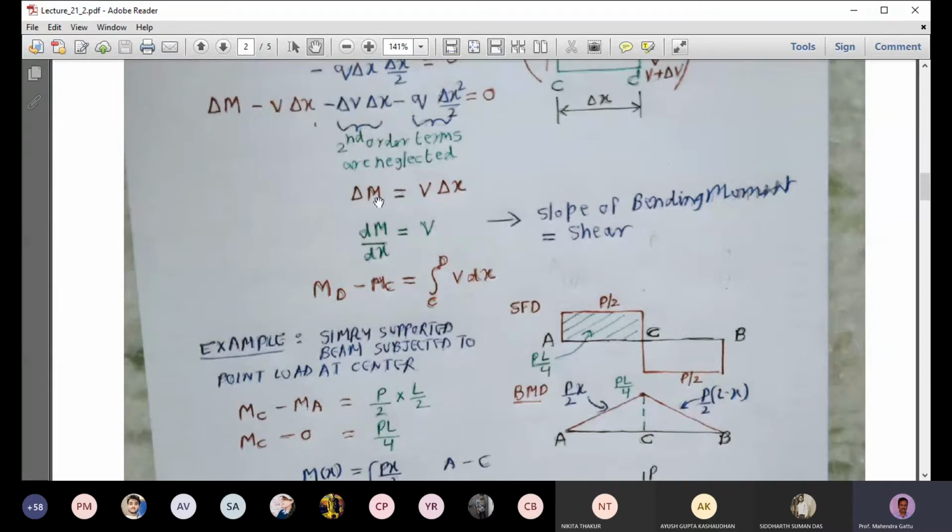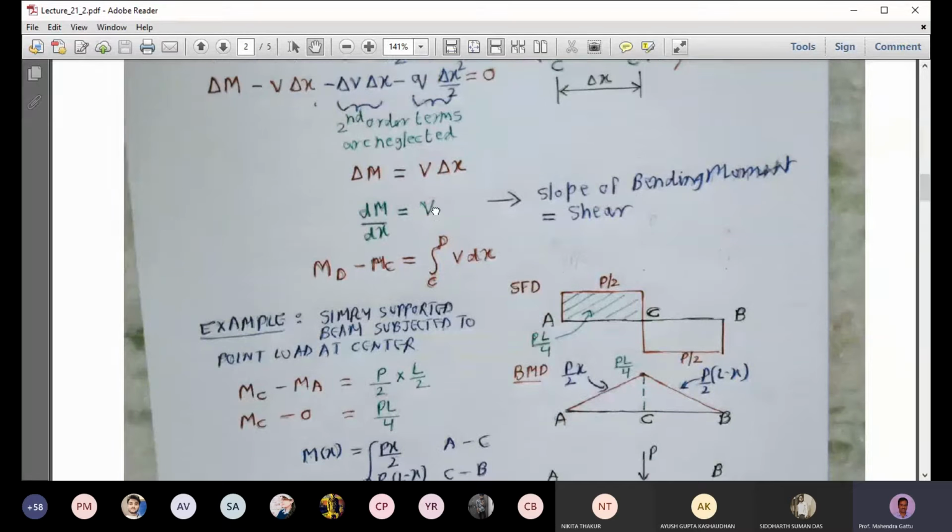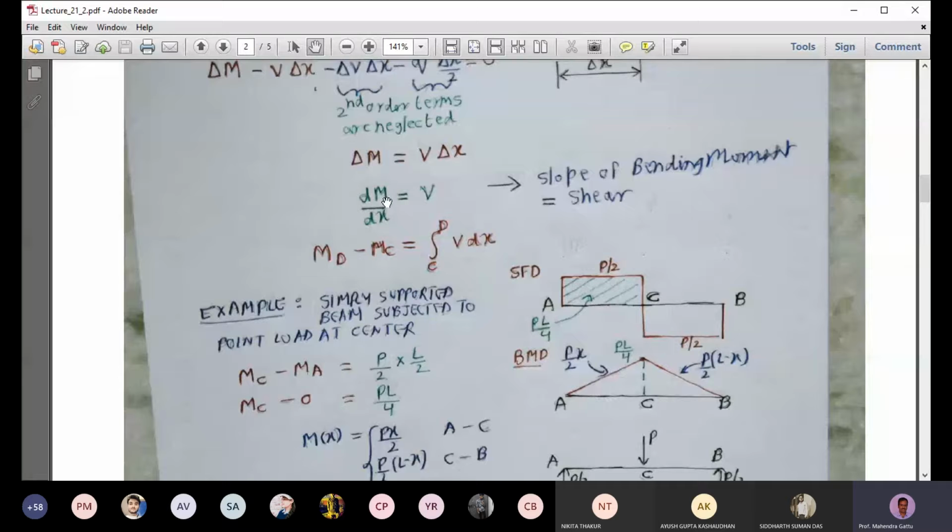So we'll get delta M is equal to V delta X. That is, the change in moment is equal to the shear force times the length of the segment. We can write this in the differential form. We can send dx to the left hand side and then take the limit delta x tends to 0. So we get dM by dx is equal to V. So here dM by dx is the slope of the bending moment, and the slope of the bending moment is equal to shear force.